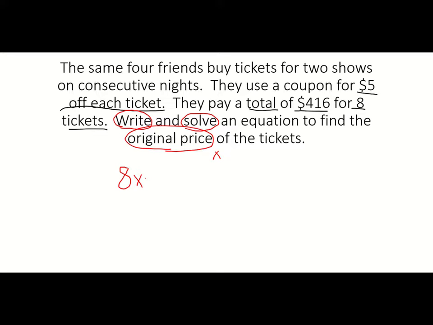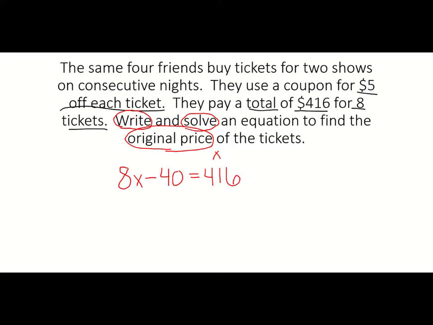Then I'm going to subtract my discount. So I had $5 off each ticket. So if I bought 8 tickets and $5 off each one, that means I saved $40. So right now, 8x minus 40, and that should equal my total, which was $416.